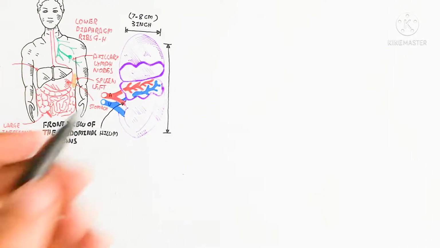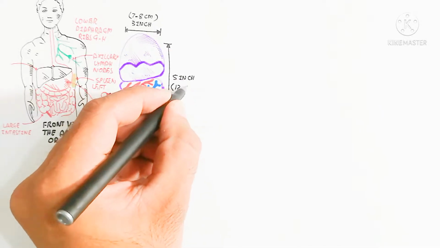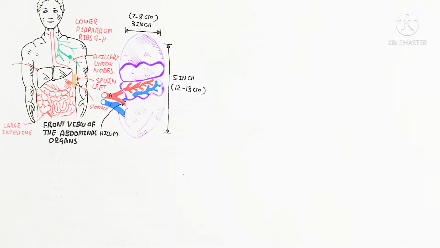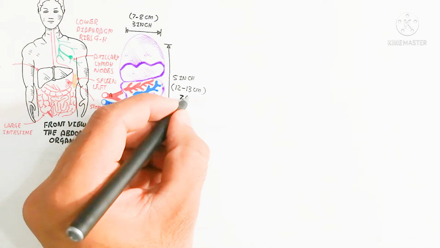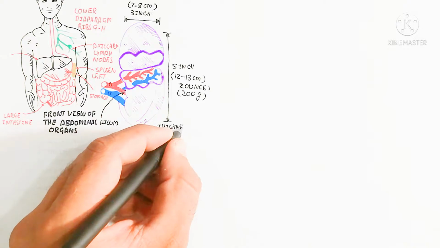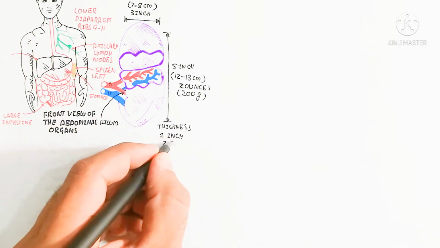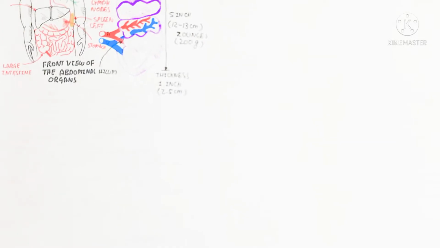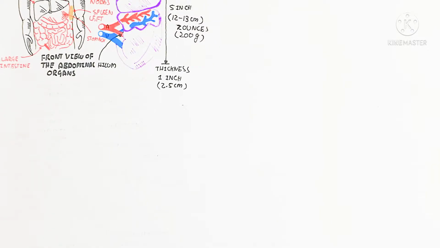Here the width is 7 to 8 centimeters, while the length is 5 inches or 12 to 13 centimeters, and on the other hand the weight is 2 ounces, which means 200 grams, and the thickness is 1 inch, equal to 2.5 centimeters.